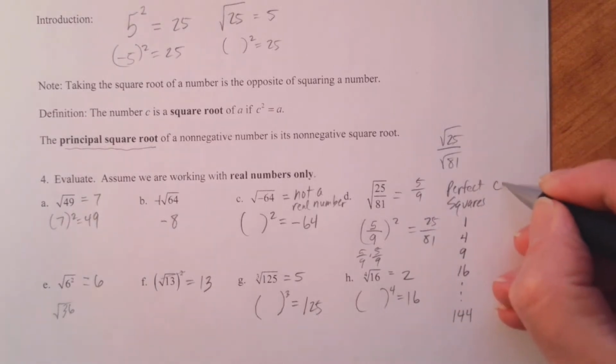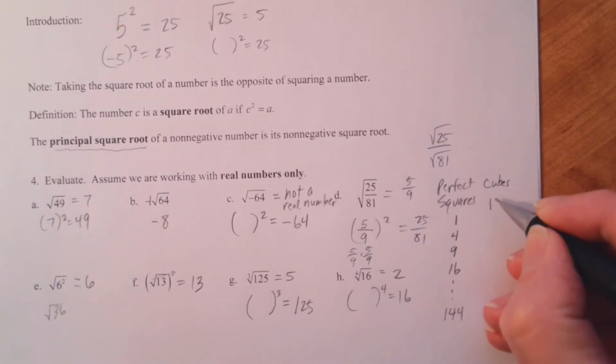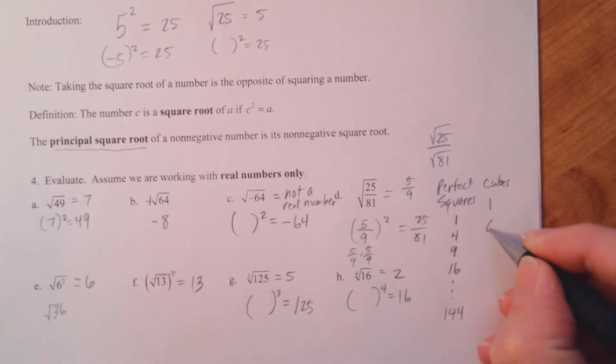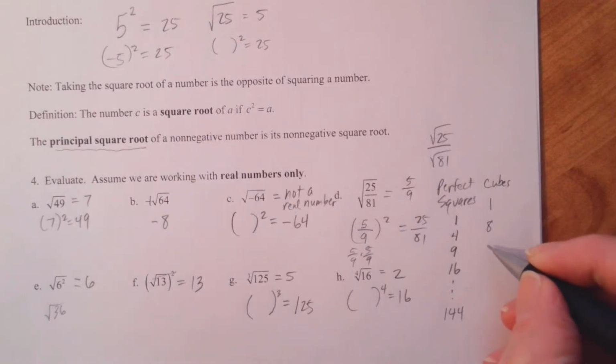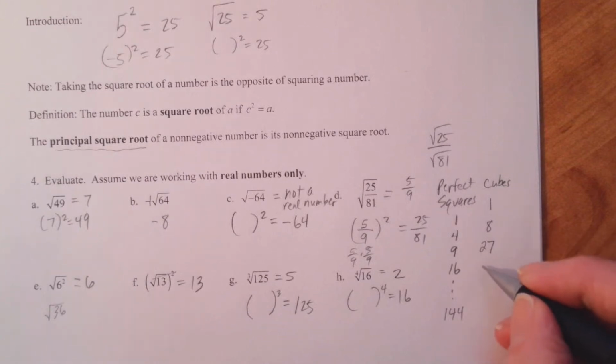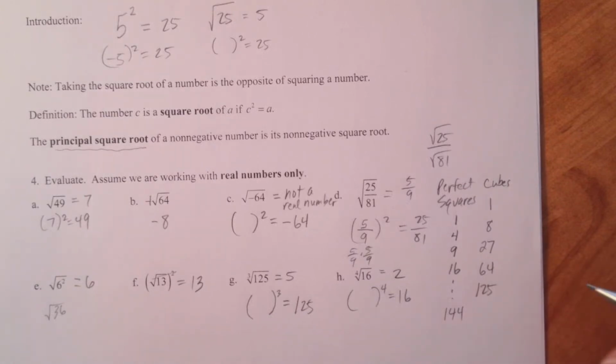You also should know your cubes. 1 cubed is 1, 1 times 1 times 1. 2 cubed is 8. 3 times 3 times 3, 3 cubed is 27. 4 cubed, 4 times 4 times 4, you would get 64. And then we just talked about 125. These are the ones you should know.